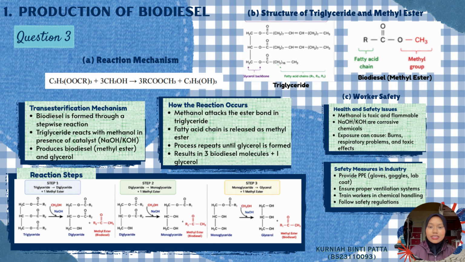Question 3c. There are some safety issues in biodiesel production. Methanol is toxic and flammable, while NaOH and KOH are corrosive chemicals. Exposure to these can cause burns and health problems. So it is important for industries to follow safety measures such as using protective equipment, ensuring proper ventilation, and training workers to handle chemicals safely.